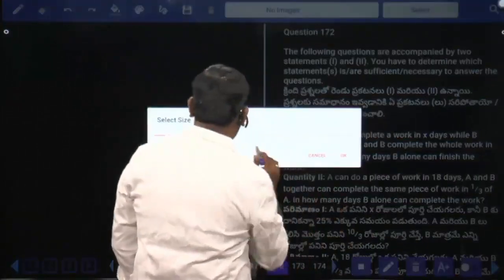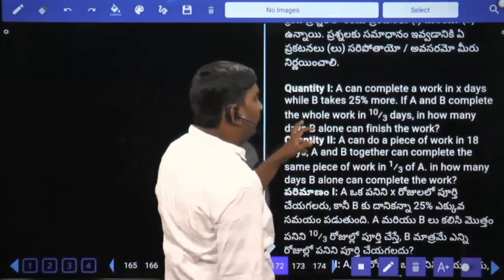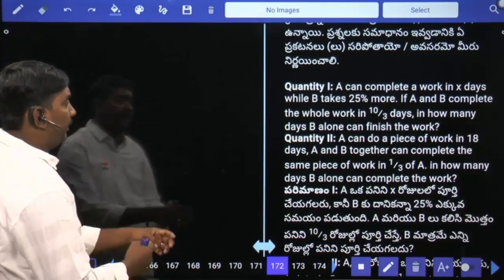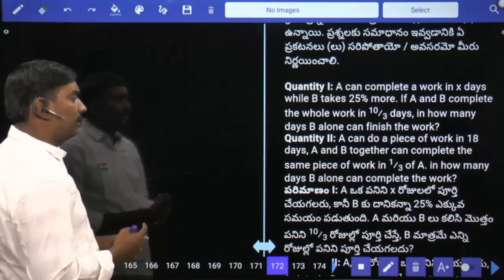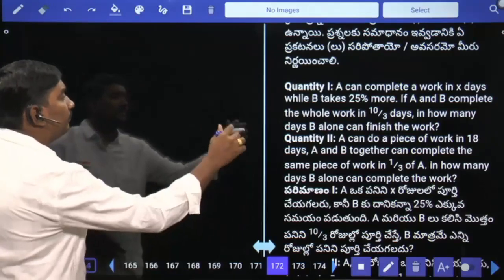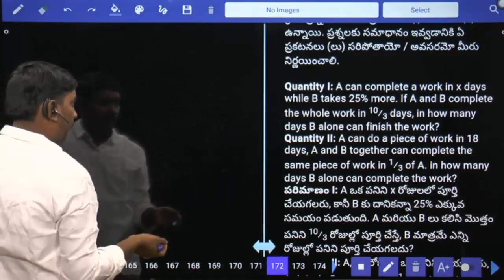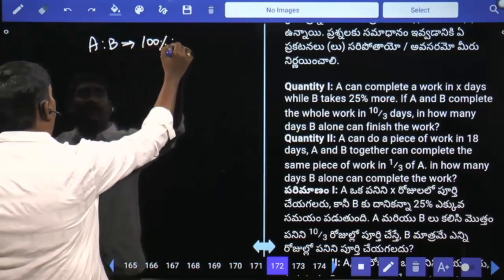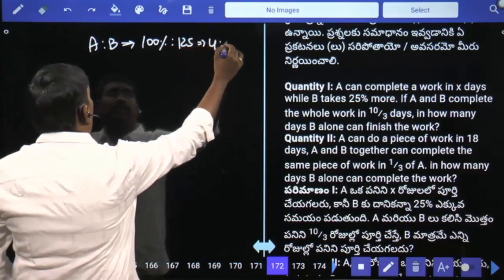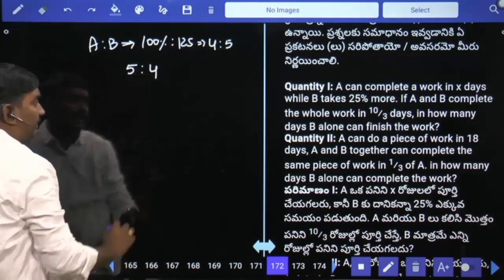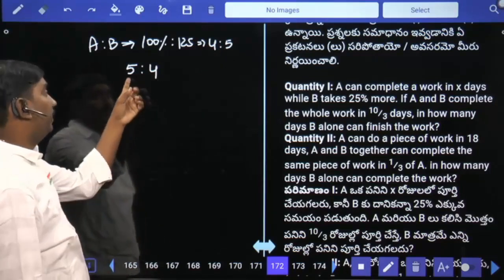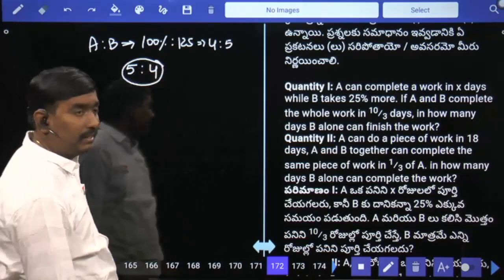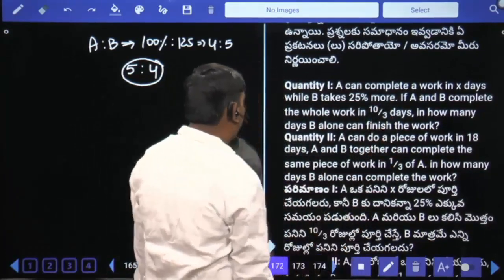Next. A can complete a work in X days while B takes 25% more. A and B together complete the work in 10 by 3 days. In how many days can B alone finish the work? A can complete a work in X days. B takes 25% more, so time ratio 4 is to 5. Time ratio 4 is to 5 means efficiency ratio 5 is to 4. A can do 5 units in 1 day, whereas B can do 4 units in 1 day. They together can do 9 units in 1 day. They together require 10 by 3 days to complete the work.